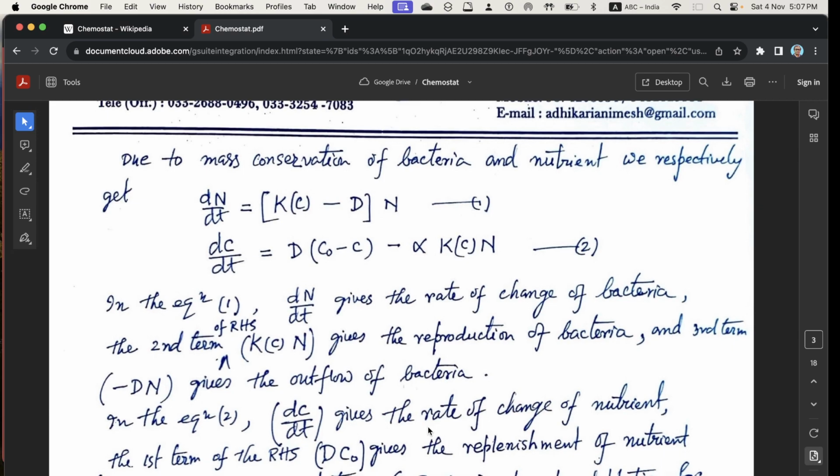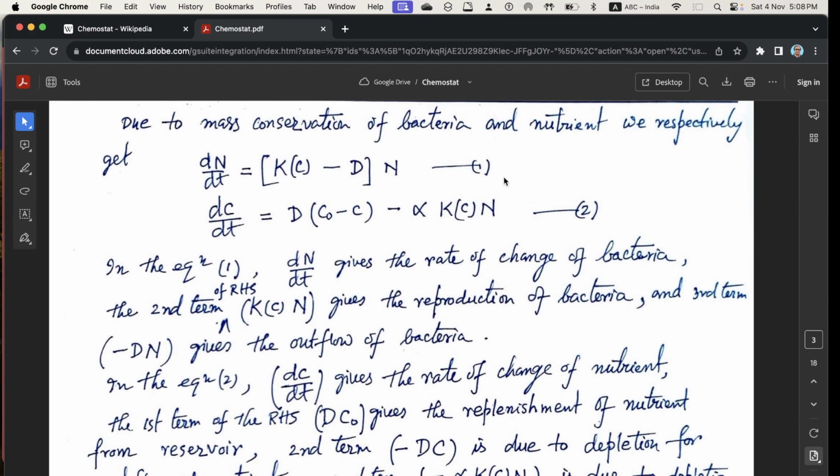And due to mass conservation of bacteria and nutrient, we respectively get dN/dt equals K(C) minus D into N, and dC/dt equals D into bracket C0 minus C, minus alpha K into N.